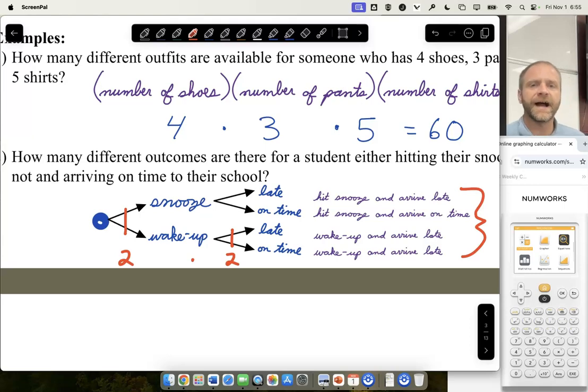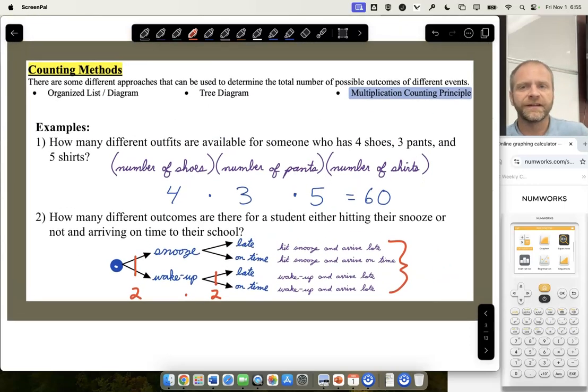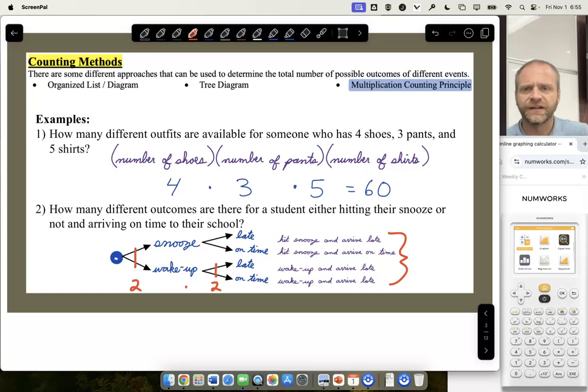So we can use a tree diagram to also help us, and we're going to look at that, like I said, in a different section a little bit deeper. I just wanted to introduce it now to show how it relates to that multiplication counting principle.